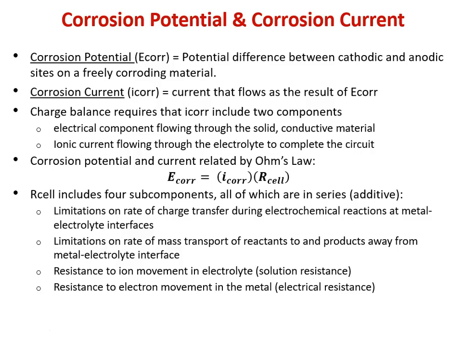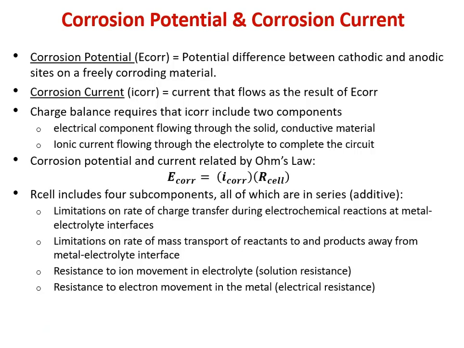So our R1, so to speak, is the limitation on the rate of charge transfer during the electrochemical reactions at the metal electrolyte interface. Just getting those atoms ready to go into solution, rearranging them at the surface, absorbing things, that takes time, it takes activation energy, and so we can represent it as a resistance to charge transfer. It's like a little resistor.